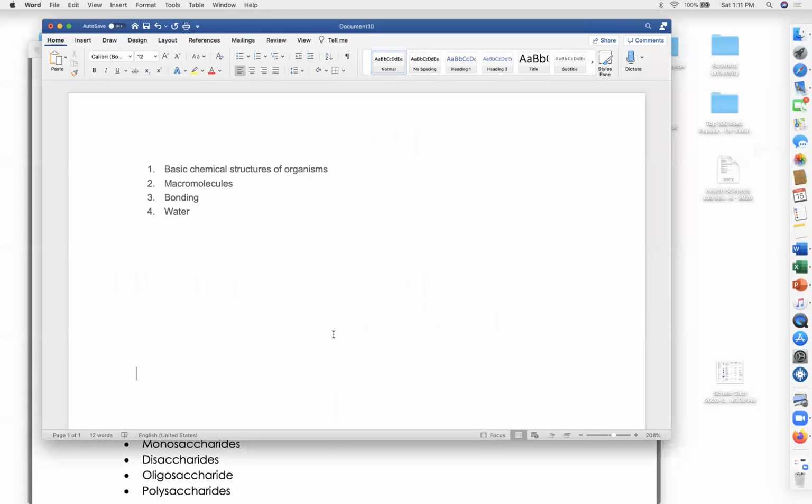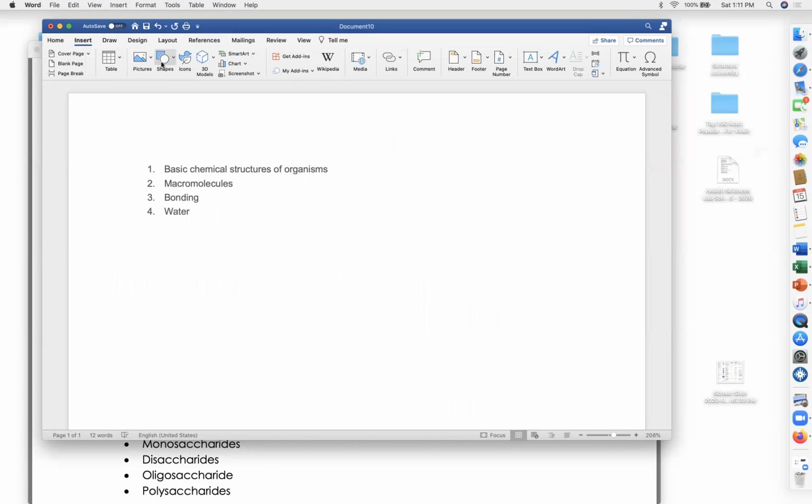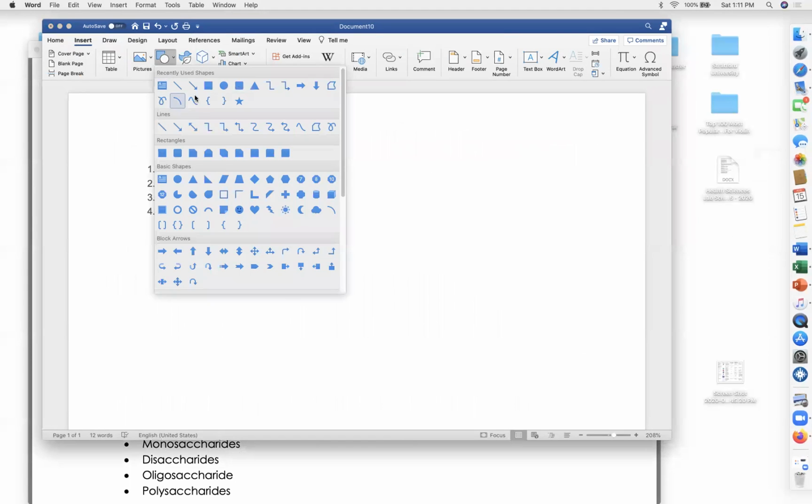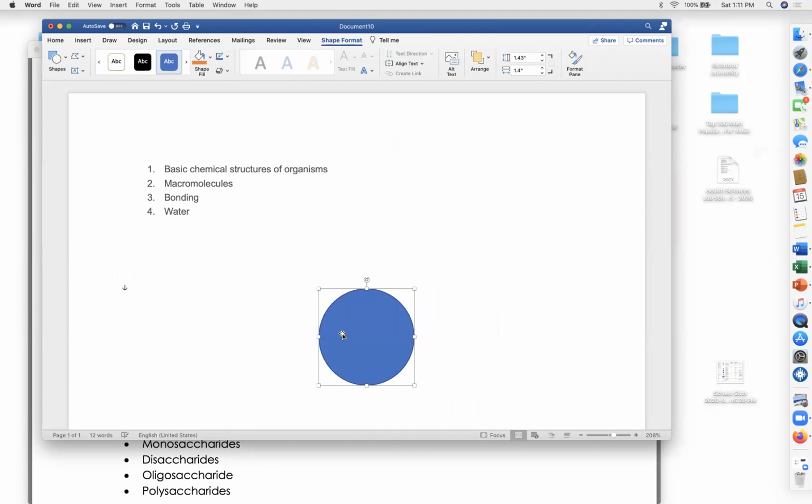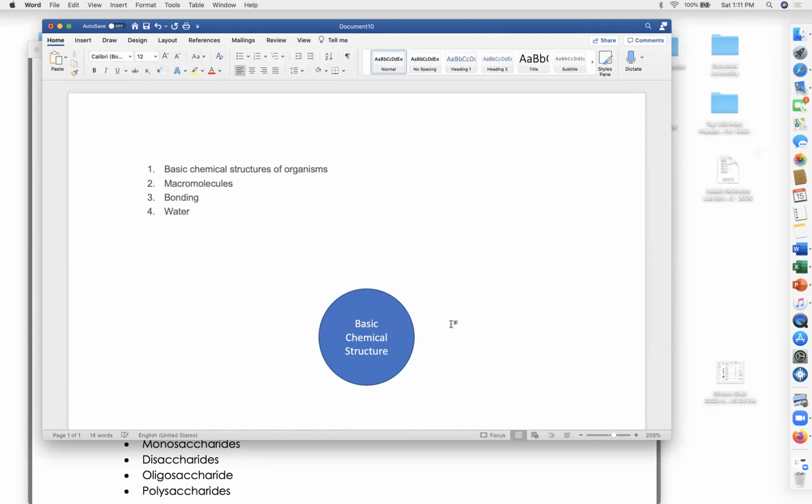So for my basic chemical structures, you click on insert, and this is in Microsoft Word, by the way. Then you click on shapes, and I pick a circle. My first topic, right, is the overall basic chemical structure. So I write the words basic chemical structure. And macromolecules is connected to this because it's part of the basic chemical structure, right?